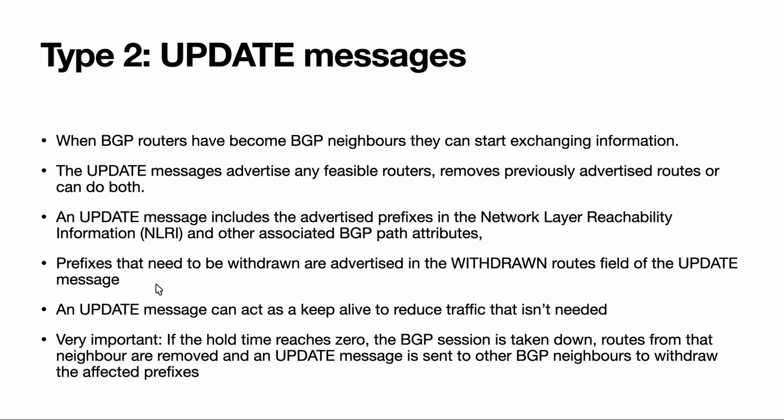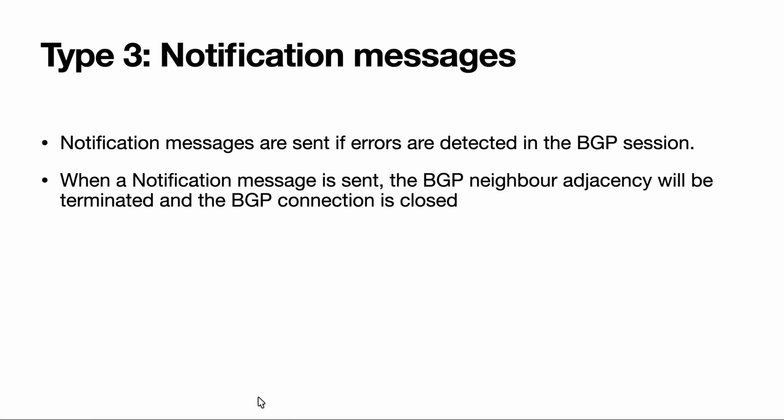Now, what's very important is that if the hold time reaches 0, the BGP session is taken down, routes from that neighbor are removed, and an update message is sent to all the BGP neighbors to withdraw the advertised prefixes. Okay. So if the hold time reaches 0, the BGP session is taken down. And the routes from the neighbor are going to be removed. An update message is going to be sent to all the BGP neighbors to withdraw the affected prefixes. Notification messages, like I said, is sent if errors are detected in the BGP session.